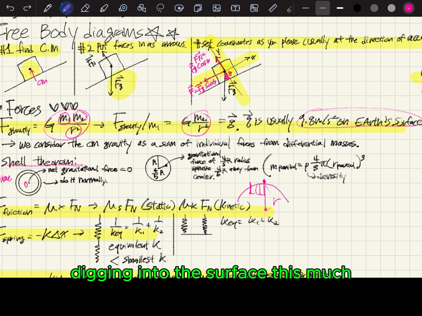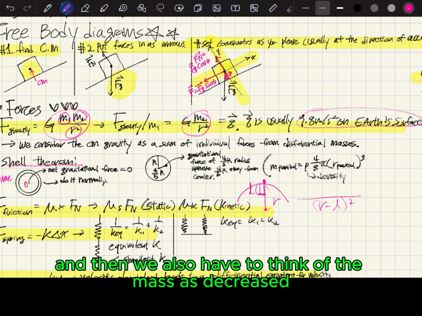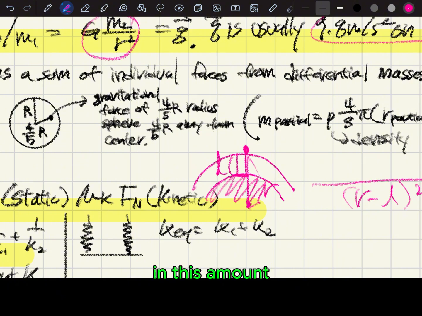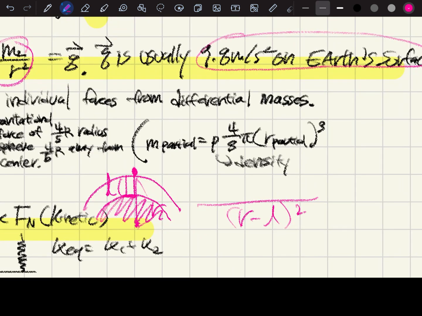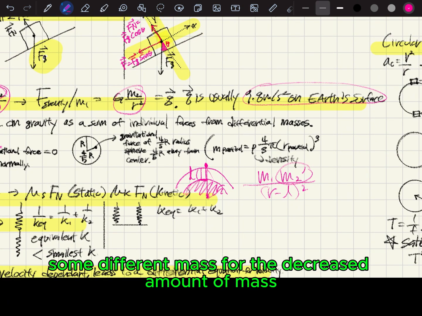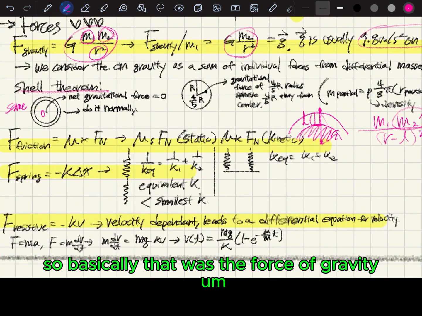When we're digging into the surface this much, we have to get rid of the R as much as the L, and then we also have to think of the mass as decreased because we're only thinking about the mass of the planet in this amount. So you would get the density of the planet usually, but you would have some different mass for the decreased amount of mass. So basically, that was the force of gravity.